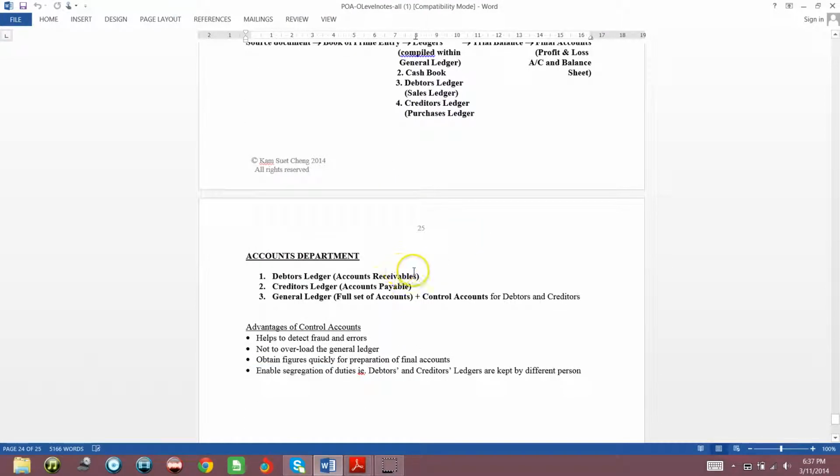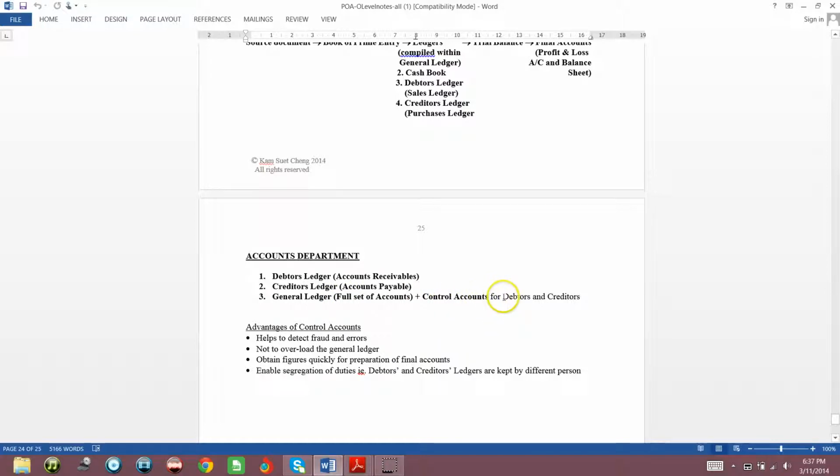Okay, so you see, what is the purpose of the debtors control and creditors control account in the general ledger? Okay, so you see, the thing is, I'm the boss. I have hired three persons, one person taking care of the debtors ledger, one person taking care of the creditors ledger, and one person taking care of the general ledger, which includes the control accounts, the debtors and creditors control account in the general ledger.